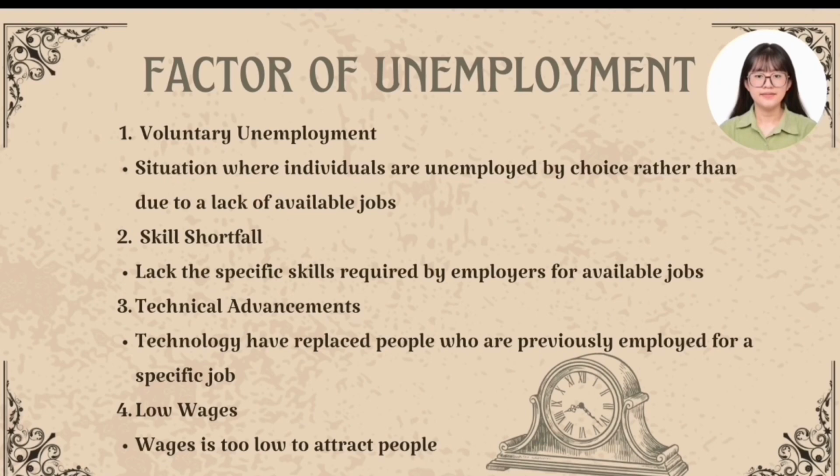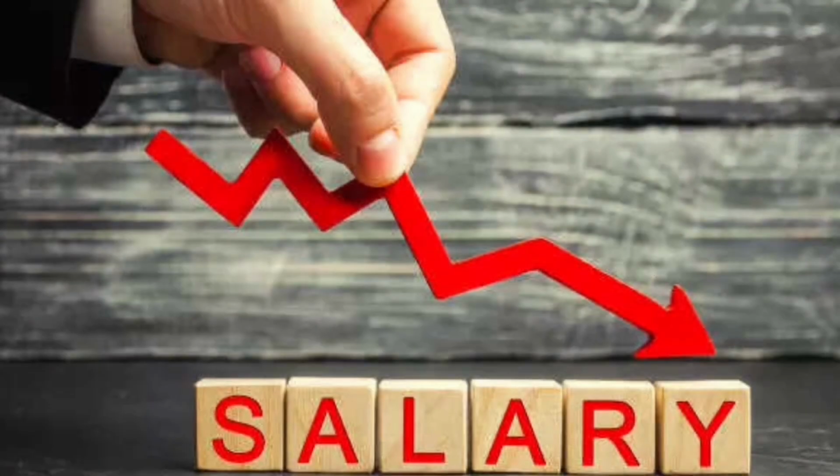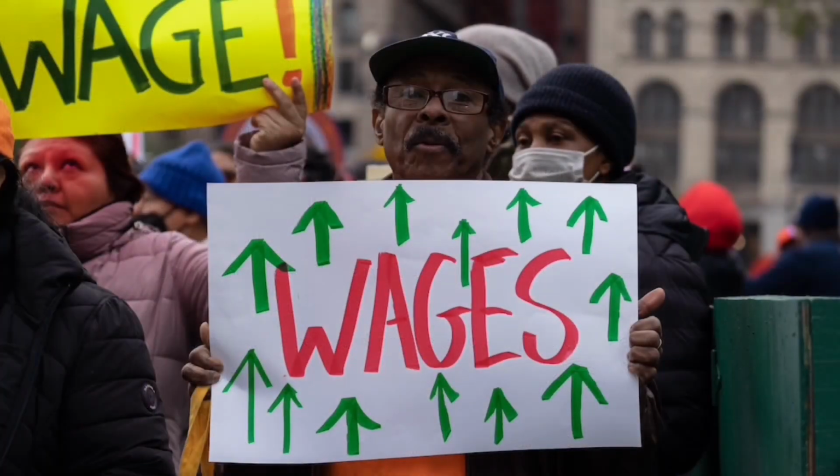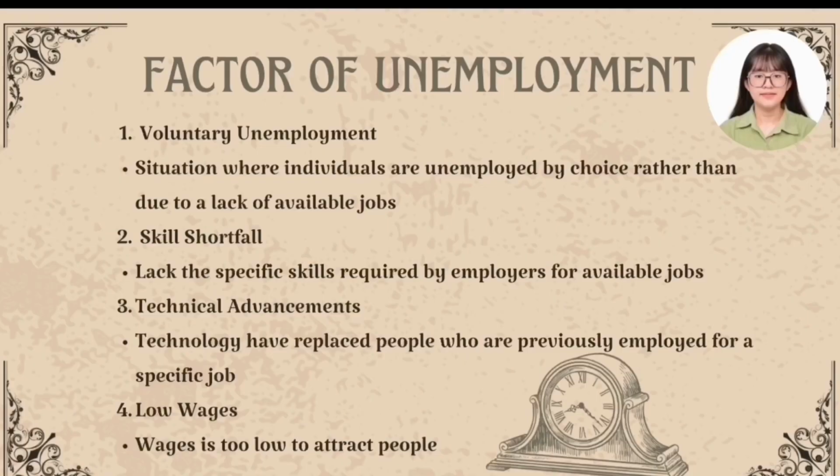The third is technical advancements. In this era of globalization, technology has replaced people who were previously employed for a specific job, especially in the production and manufacturing process. The machines and other such technologies have replaced people. The last is low wage, which is too low to attract people. The youth may feel that the salary does not meet their expectations and thus become temporarily unemployed.